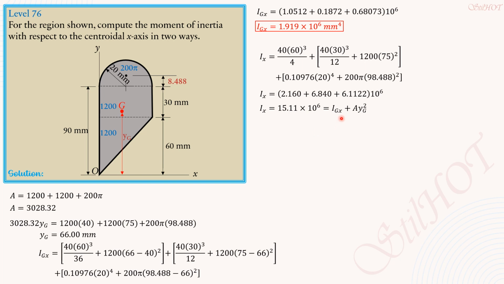Then equate to Igx. Ix is 15.11 times 10 to the 6, and it is equal to Igx plus area yg square by transfer formula. So area is 3,028.32 and yg is 66. So 15.11 times 10 to the 6 equals Igx plus 3,028.32 times 66 square. So computing, this is the second way. Igx is also 1.919 times 10 to the 6 mm to the fourth.